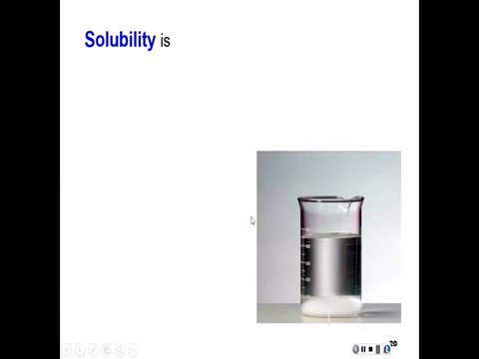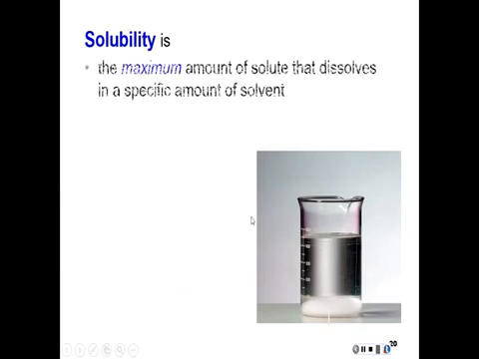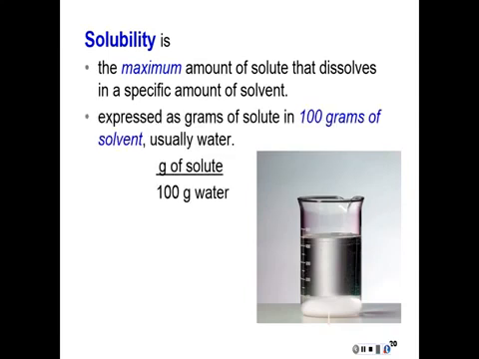All right, the next topic here is solubility. Solubility means the maximum amount of solute that dissolves in a specific amount of solvent. And we usually express that concentration per 100 grams of solvent. So we'll talk about grams of solute per 100 grams, because anything out of 100 really means percent, so we're used to that. So that's going to give us a ratio of grams of solute per 100 grams of water. And there are graphs that will show us this information.